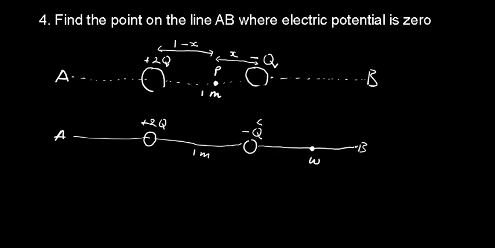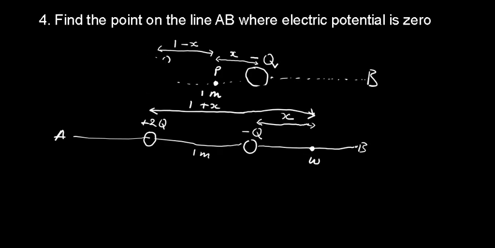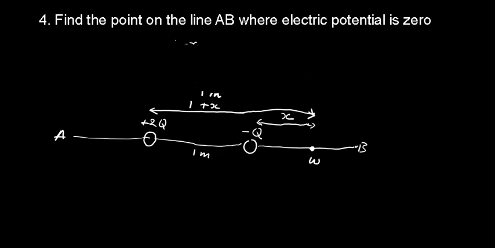The distance from this negative charge to this point W we can call x. That is to say, the distance from positive 2q down to this W will be 1 plus x.